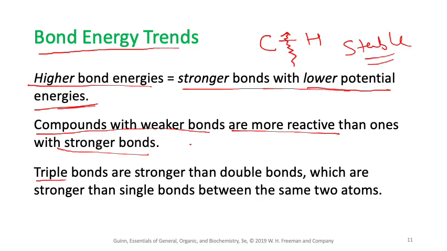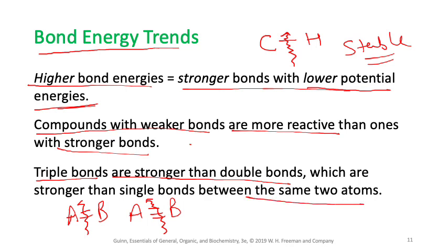The third one is that triple bonds are stronger compared to double bonds. If you have any bond, let's say between A and B, you have a double bond and you have a triple bond between A and B, so you need more energy to break these three bonds compared to the energy that you require to break these two bonds, right? Double bond. So remember this: if you have a multiple bond between the same two atoms, you need more energy to break those multiple bonds compared to the single bond within the same two atoms, right?